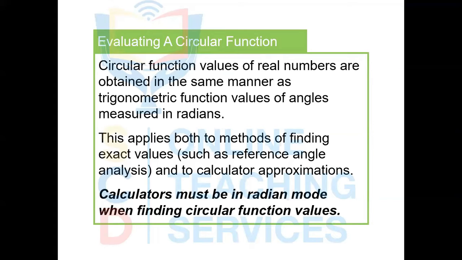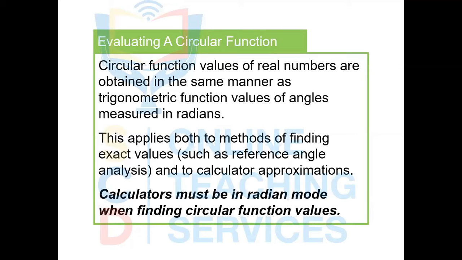Evaluating a circular function. Circular function values of real numbers are obtained in the same manner as trigonometric function values of angles measured in radians. This applies both to methods of finding exact values, such as reference angle analysis, and to calculator approximations. Calculators must be in radian mode when finding circular function values.